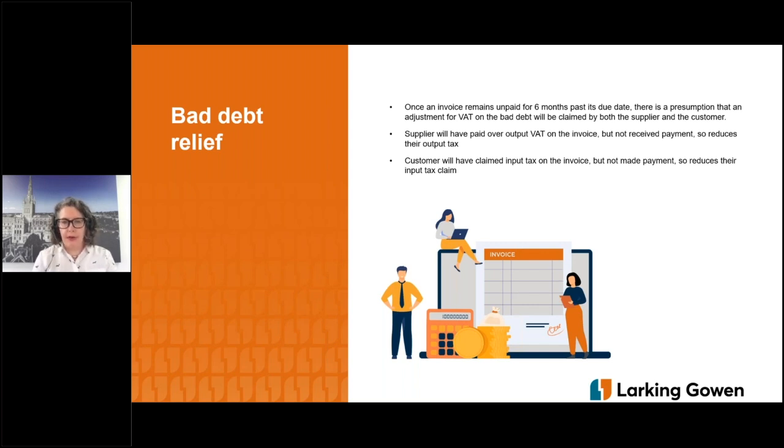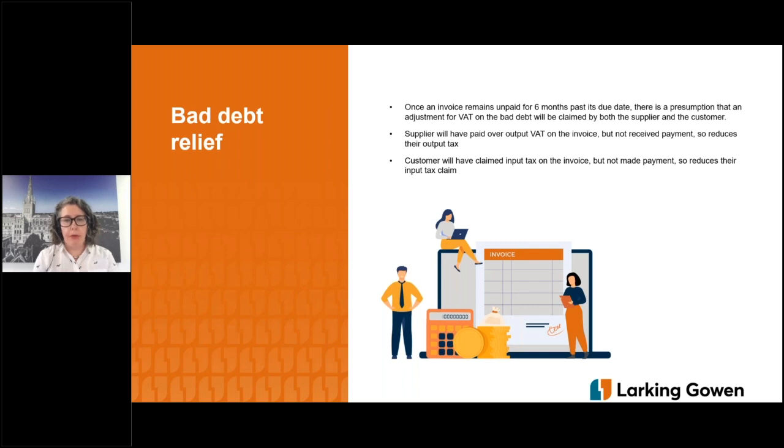Bad debt relief. Now, hopefully this won't be in a position that you find yourselves in, but bad debt relief can be claimed for invoices that remain unpaid 6 months after the due date. So if you do have families that haven't paid their invoices to you 6 months after the due date, so bear in mind if you offer payment terms, the 6 months starts at the end of those payment terms, then you can effectively adjust the VAT that you've already paid over to HMRC on that invoice.